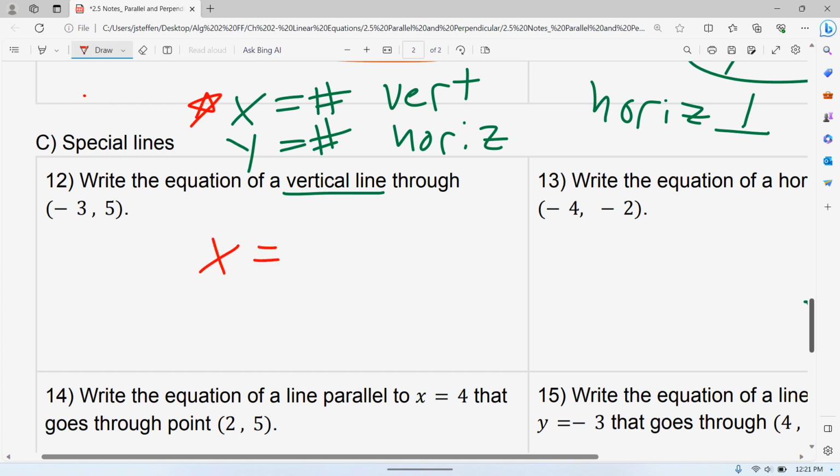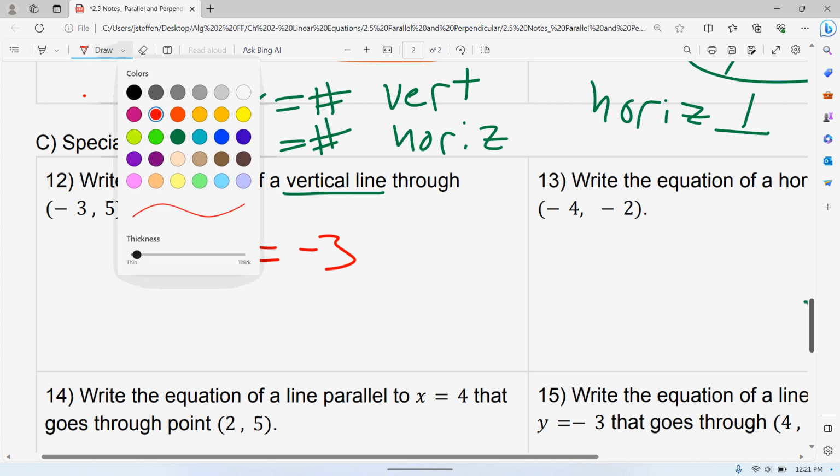Once you have that, I like this part because it makes sense. If I put x is equal to, am I going to use my x value or my y value for this? The x value. So x is equal to 3. And that makes sense if you think about it.